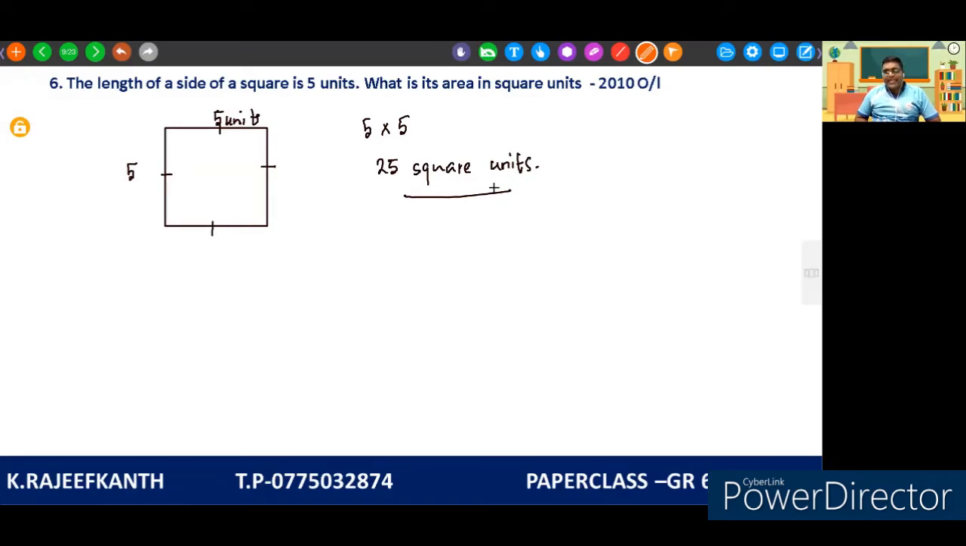Here they have given the length of a side is 5 units. Then we have to find the area of that square. Though in the square all the sides are equal, when we are multiplying, the length and breadth are equal. So we have to multiply 5 into 5, then 5 times 5 is equal to 25. Then 25 square units.